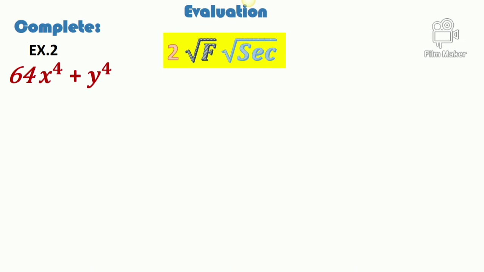Okay, exercise 2 in your evaluation: 64x⁴ + y⁴. At first, you should get the middle term, 2 root first, root second. The root of 64 is 8, and of x⁴ is x². Then the square root of the second, y⁴, is y². In this case, we multiply 2 by 8, which equals 16x²y².